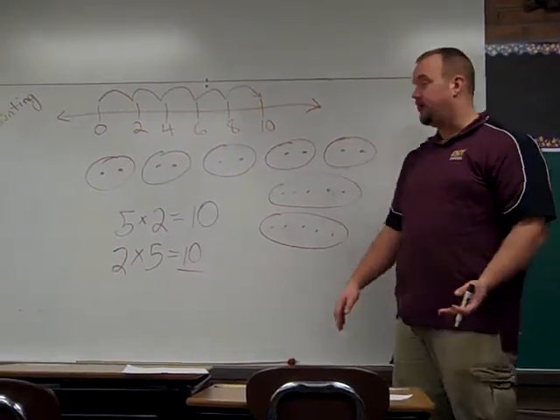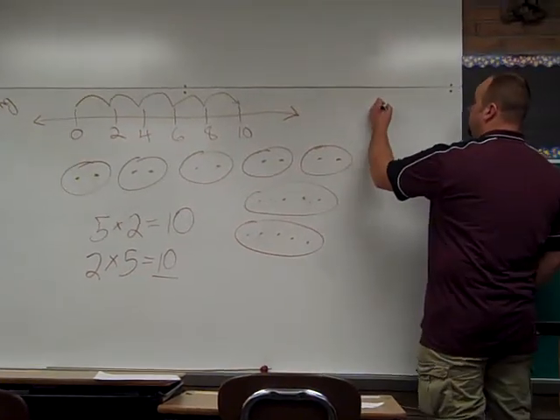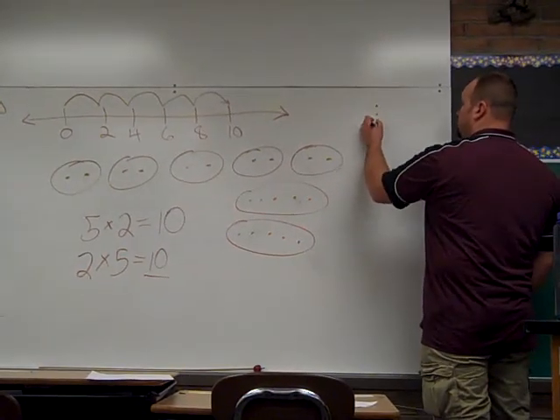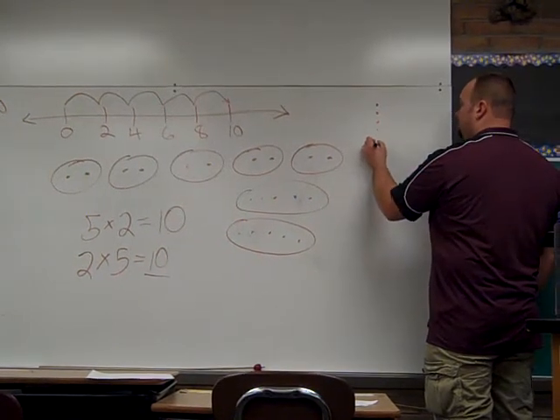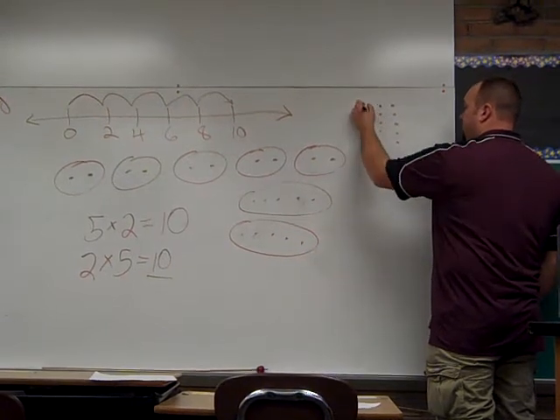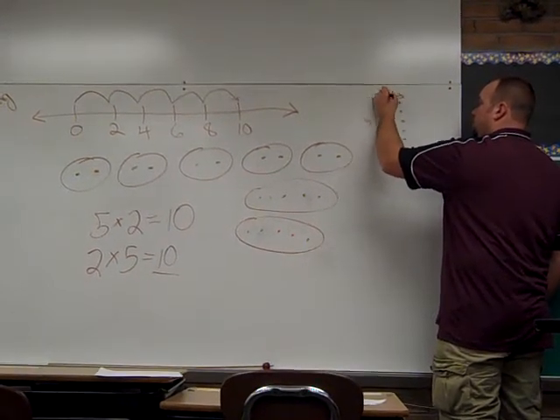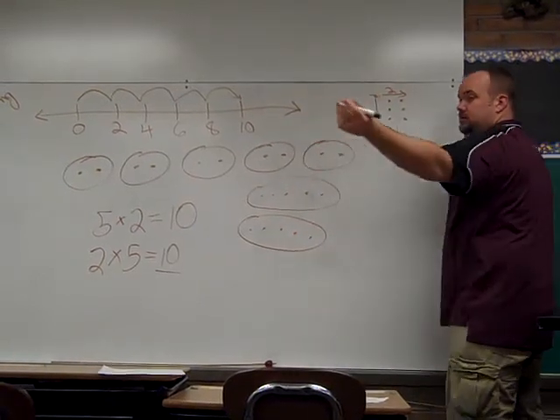Or you can do an array. Remember our array? So if I was going to do 5 times 2 as an array, I'd do 5 rows of 2. So 1, 2, 3, 4, 5 rows, and there's 2 in each row. Because remember, there's 5 down times how many are in each row? 2. 5 times 2 is? 10.